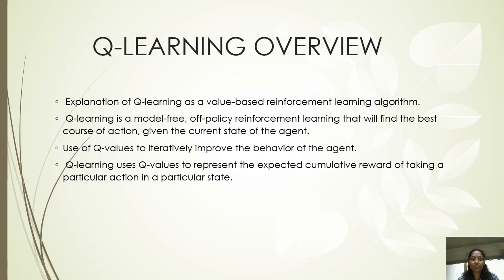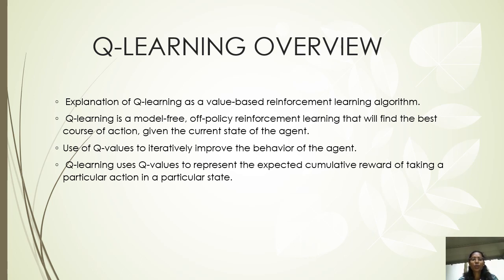Then Q learning. What's the meaning of Q learning? Q learning is nothing but a value-based reinforcement learning algorithm. It is a model-free and off-policy reinforcement learning algorithm that will find the best course of action given the current state of the agent. Q-learning is called model-free and it is one of the off-policy reinforcement learning algorithms. It is used to find the best course of action based on the current state of the agent.